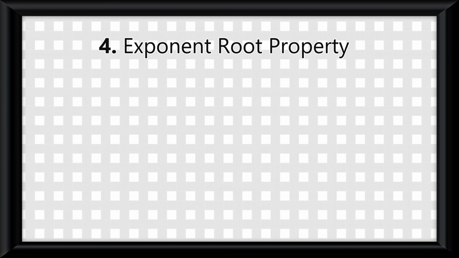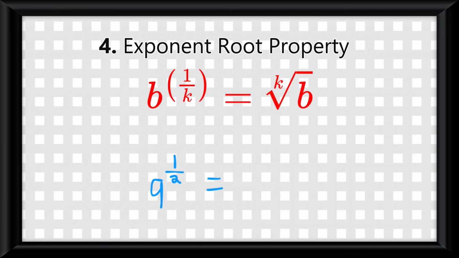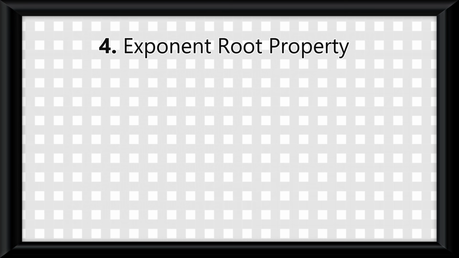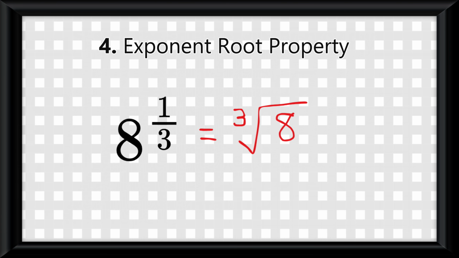Finally, we have the last property, which doesn't really have a name, so for our cases, we're just going to call it the exponent root property. It states the following: b to the 1 over k is equal to the kth root of b. This means that if you ever have a power that is 1 over something, it's really asking you to do what the denominator's root of the function is. So for example, this equation is really asking what the third root of 8 is, which is 2. And that is really all for this.